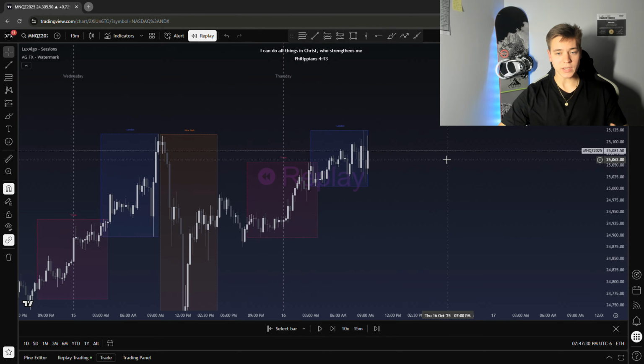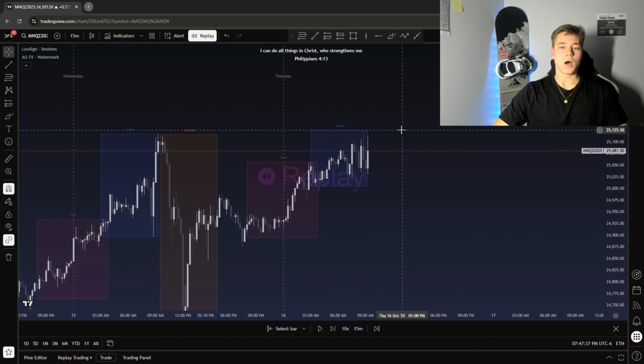Now, the second step is figuring out your draws on liquidity. Now, we already just went over that. The first draw on liquidity needs to be the sweep of the liquidity, so the sweep of the liquidity, and then finding your opposite draws.